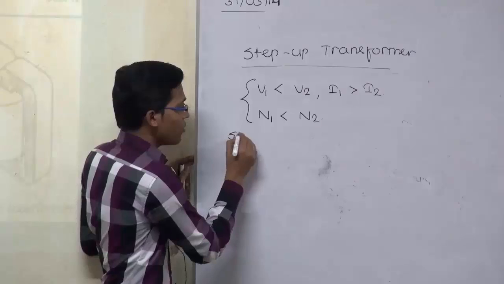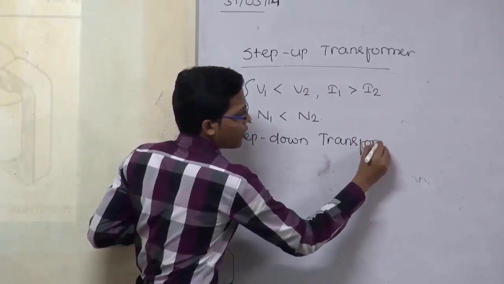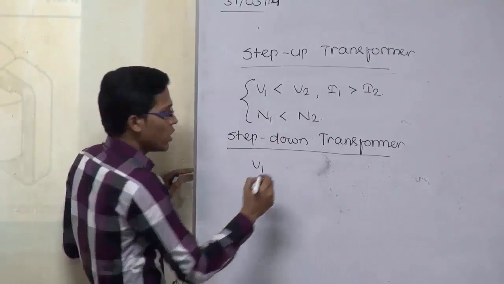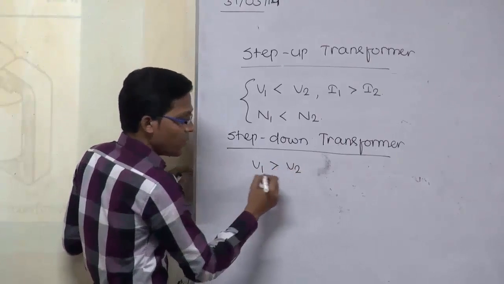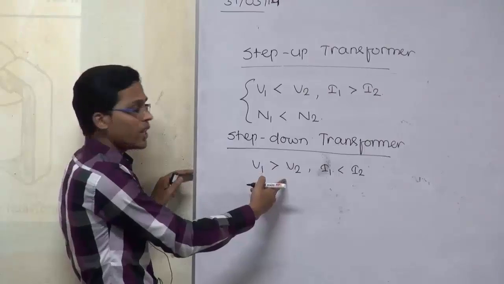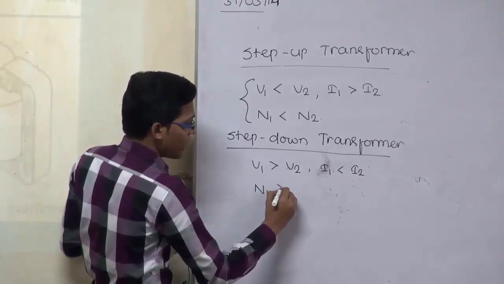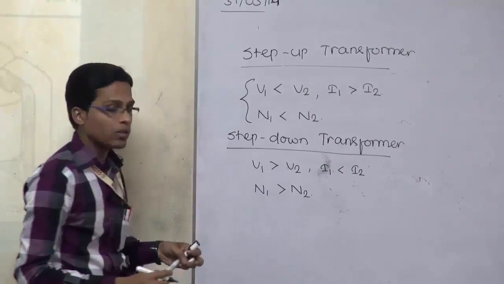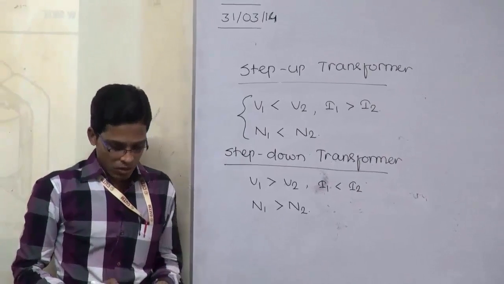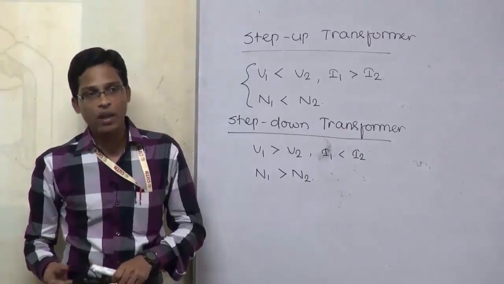And when we are talking about a step-down transformer, it is just the opposite. In this case, voltage is stepped down, meaning the voltage is decreased. So V1, the source voltage, is greater than the load voltage. If V1 is greater than V2, then current I1 is less than I2, because when the voltage is decreased, the current is increased. Similarly, N1, the number of turns in the primary winding, is greater than N2, the number of turns in the secondary winding. So this depends upon the working operation. Either the transformer is increasing the voltage or decreasing the voltage, and depending on that, we have the step-up transformer and the step-down transformer.